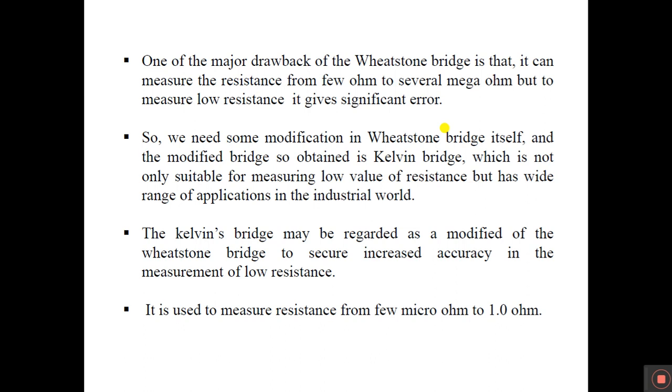So the Kelvin bridge may be regarded as a modified Wheatstone bridge to secure increased accuracy in the measurement of very low resistance. So it is used to measure resistance from few micro ohm to 1 ohm. So if any objective question asks which bridge can be used to measure very low resistance, you can say it is a Kelvin bridge. Now we are going to discuss the Kelvin bridge.